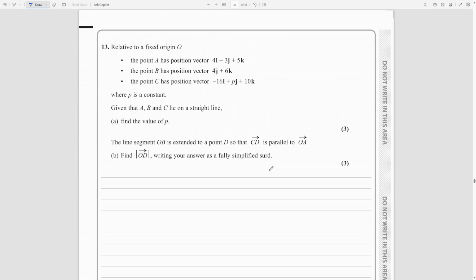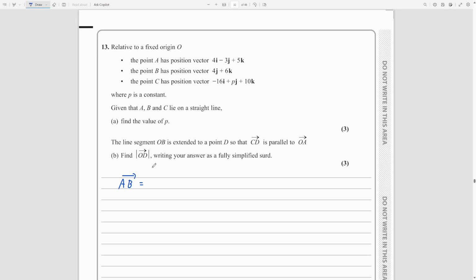Question 13. Relative to a fixed origin O, the point A has a position vector, the point B has a position vector, the point C has a position vector, and there's a P in there. P is a constant. Given that A, B, C lie on a straight line, find the value of P. Well, if they lie on a straight line, then the vector from A to B is going to be parallel to the vector from B to C. So I would just say, what is A to B? Well, it's B minus A.